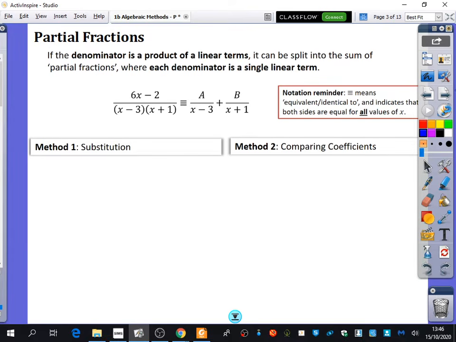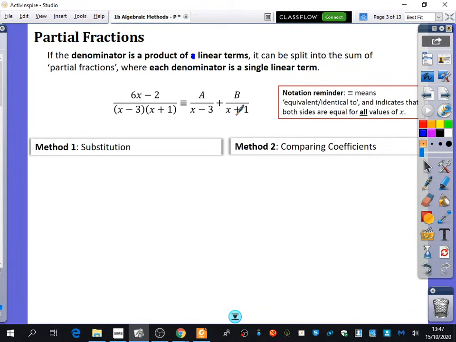So if the denominator is a product of linear terms, I suppose it should say linear rather than alinear, it can be split into the sum of partial fractions where each denominator is a single linear term. So let's break down some of those things written in bold here. Here's the denominator, and it is a product, a multiplication of two linear terms. Then we can split it into the sum, or sometimes a subtraction, because remember it could be a negative number as well, of these two things that we call partial fractions.